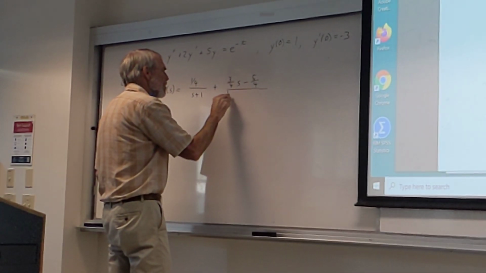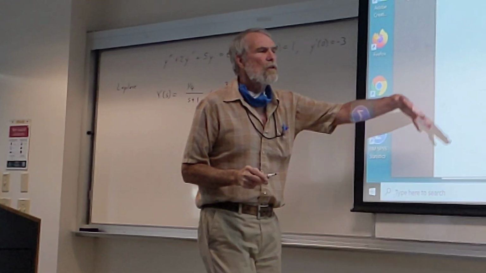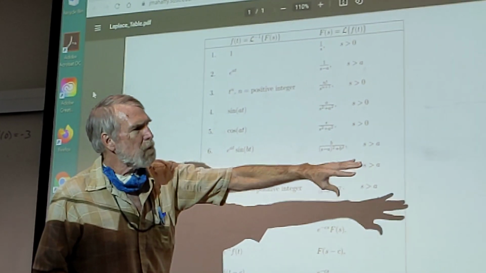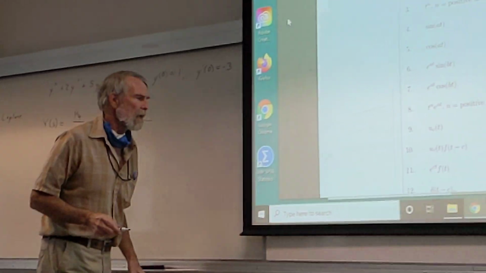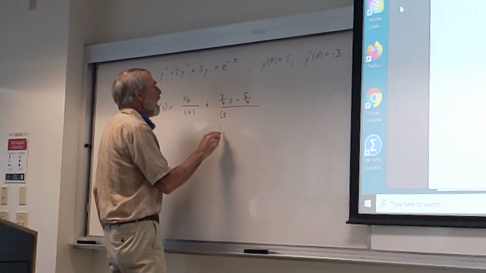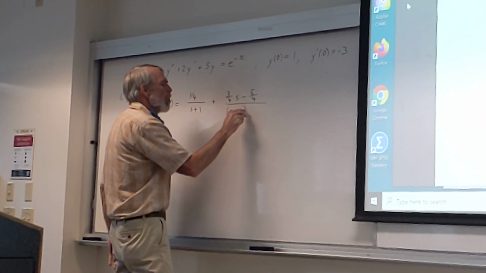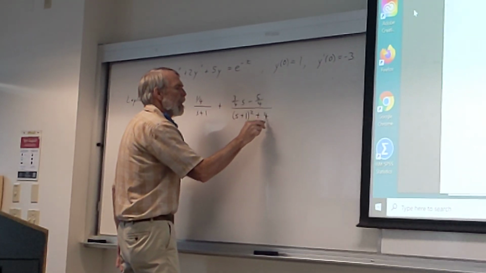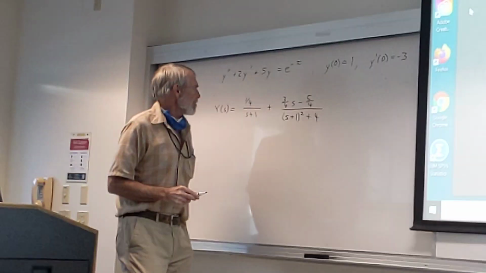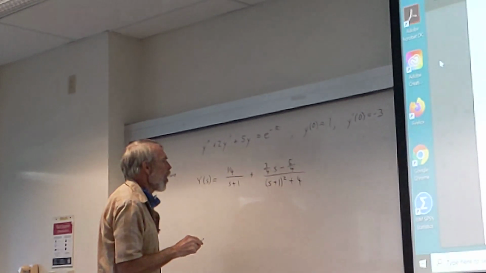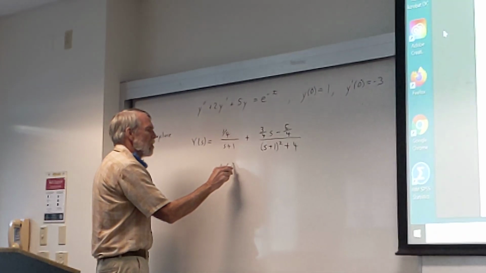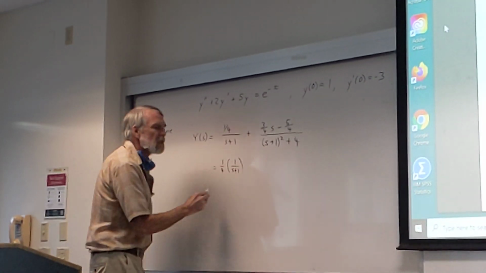Times, and now you notice the denominator does not look like things in this table, right? So what we want to do is complete the square, so we could write that as s plus 1, the quantity squared, plus 4, right? Okay, so we do some more algebra on this. So I'm just going to write this as 1/4 times 1/(s plus 1). That's something that's in the table, right?